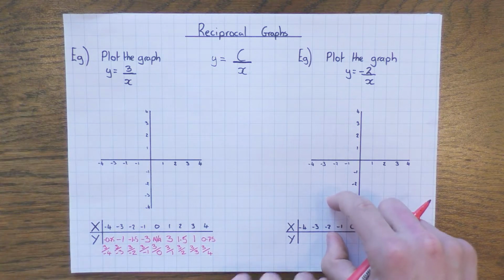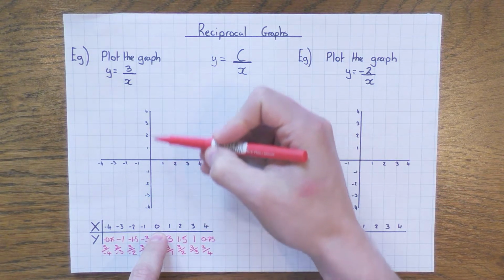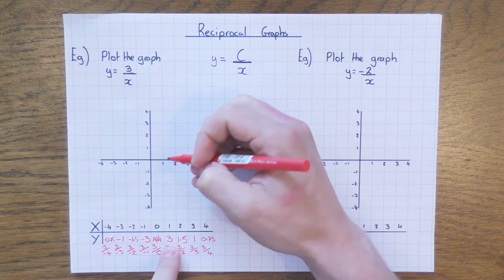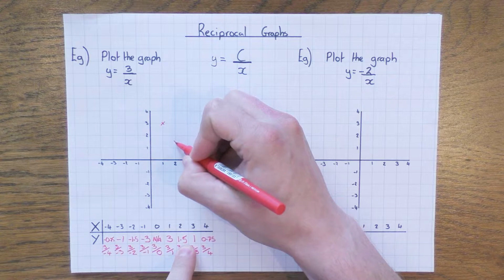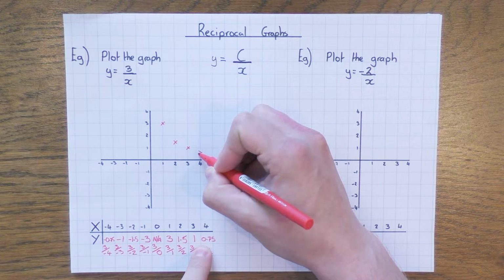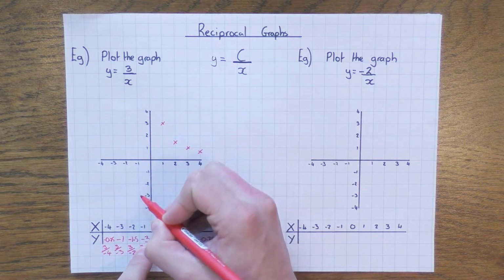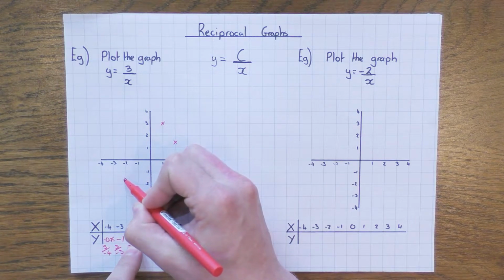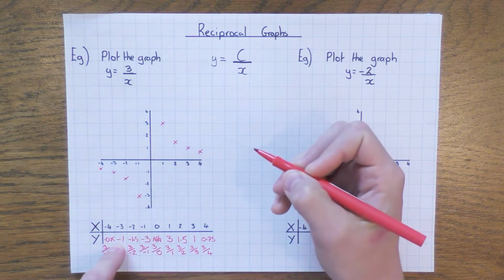All I'm going to do now is plot those points. I can't do anything when x is 0, so on the y-axis I can't plot anything, and I'll talk about that in more detail in a minute. When x is 1 we have 3, and 2 is 1.5. 3 is 1. And 4 is 3/4 or 0.75, which is roughly there. And then over here, when we have minus 1, we have y to be minus 3. Minus 2 is minus 1.5. Then minus 3, minus 1. And then minus 4, minus 0.75.